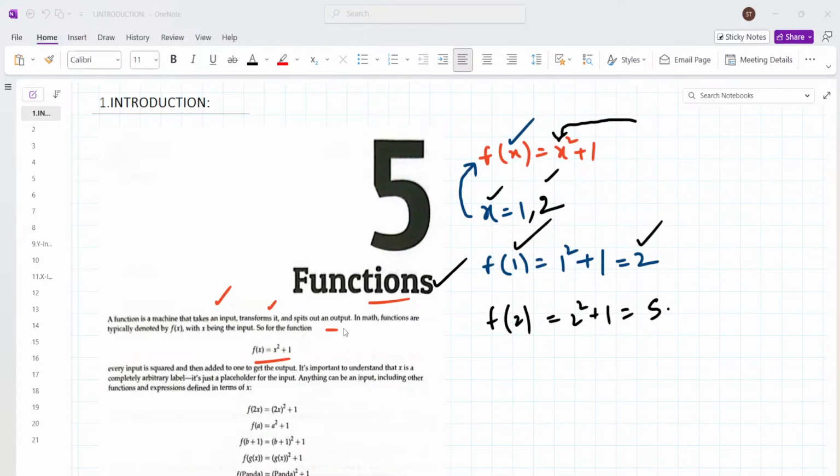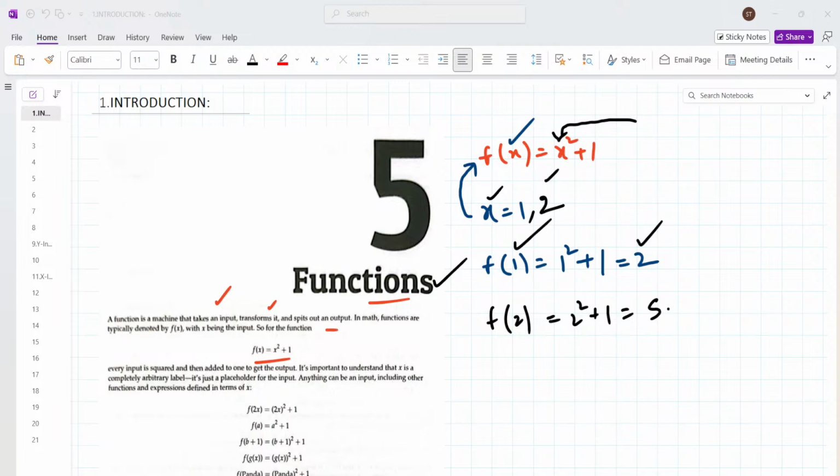I think you can see my OneNote now. Yes, just a second. Let me bring that graph.